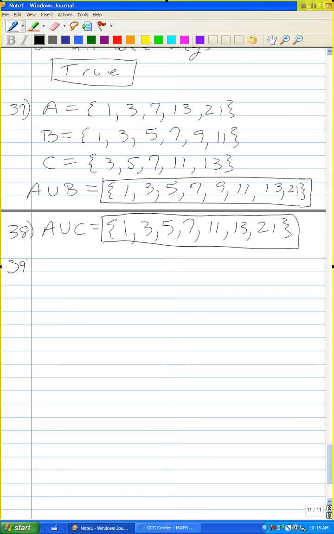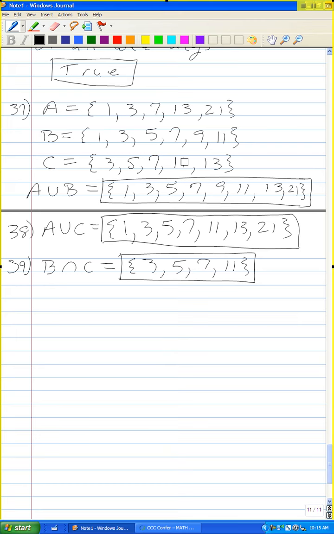39. B intersect C. What is in B and C simultaneously? 3, 5, 7, 11 are in both B and C. So 3, 5, 7, 11.